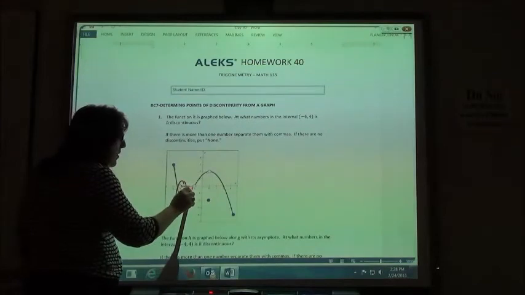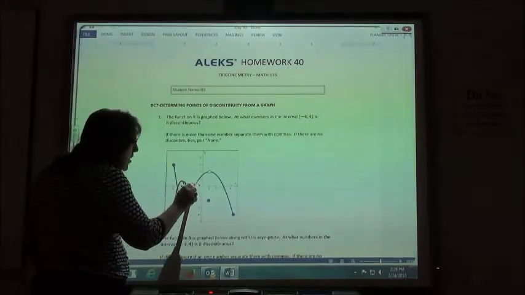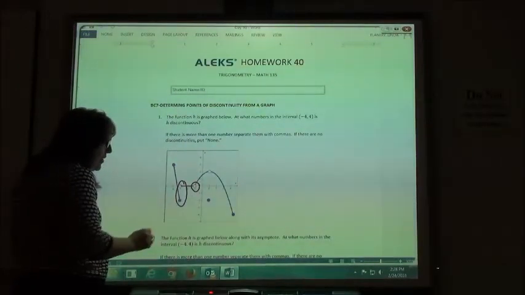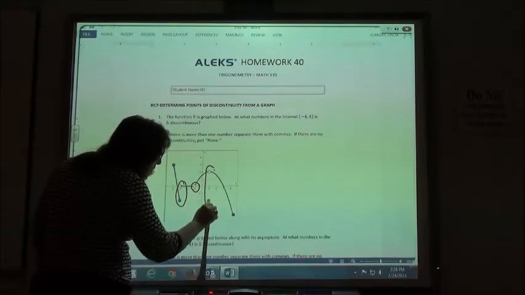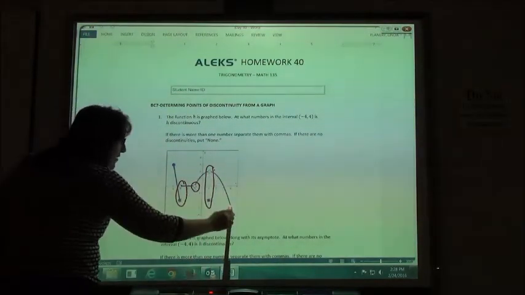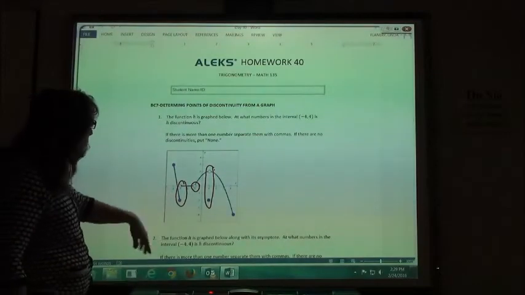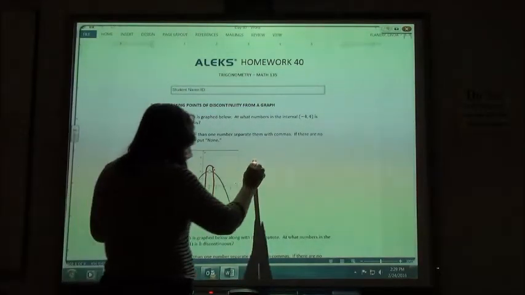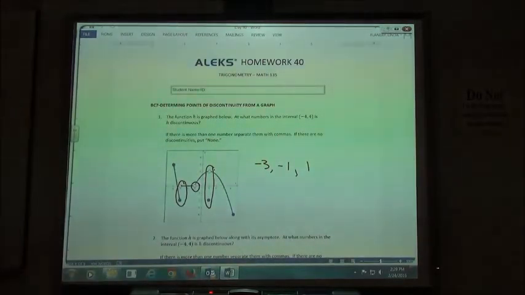Then I'd go from here to here. Again, to get to the next part of my line, I've got to jump here. So here my graph is discontinuous. Here again, I'd have to go from here to here. I've got a hole again, so it's discontinuous. And then it goes down to the end of my graph. So on this one, I have 3 points of discontinuity. I'm looking at the x values of the point. So at -3, at -1, and at +1 are my points where my graph is discontinuous.